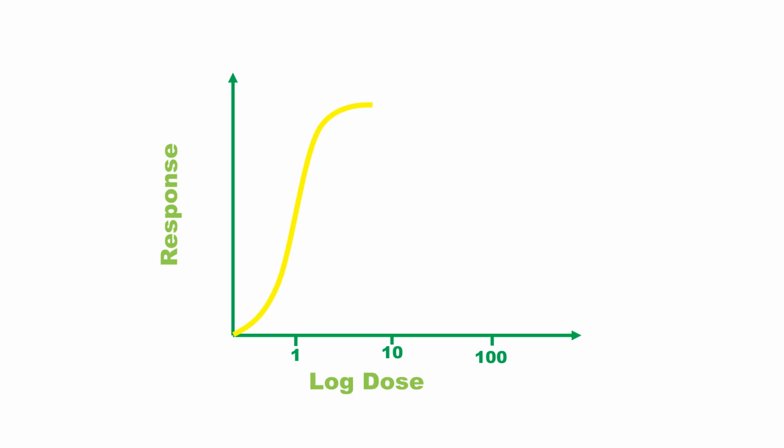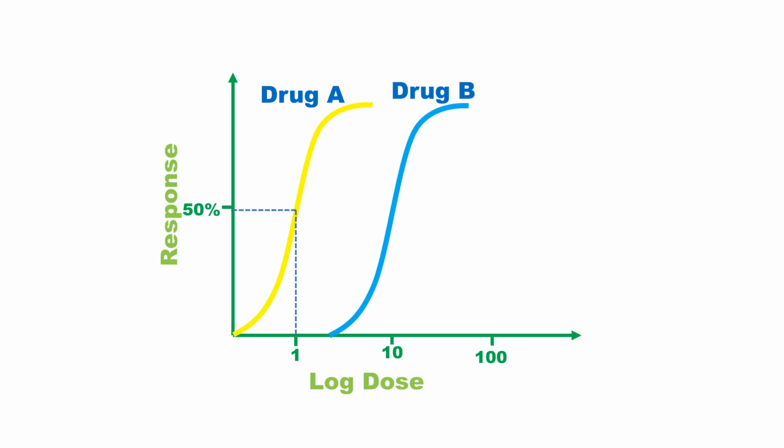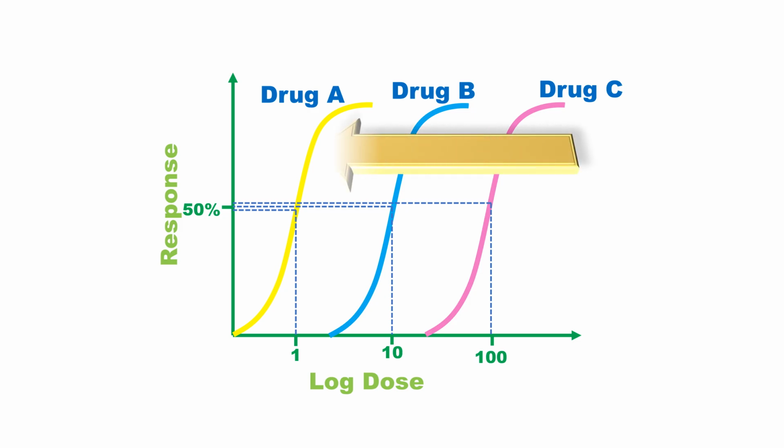Potency refers to the amount of a drug required to achieve a specified effect level. It is commonly used to compare drugs with similar therapeutic actions. For example, if 1 mg per kg of drug A produces 50% of the desired effect, but 10 mg of drug B is needed for the same response, drug A is considered more potent than drug B. Likewise, both are more potent than drug C if it requires an even higher dose.